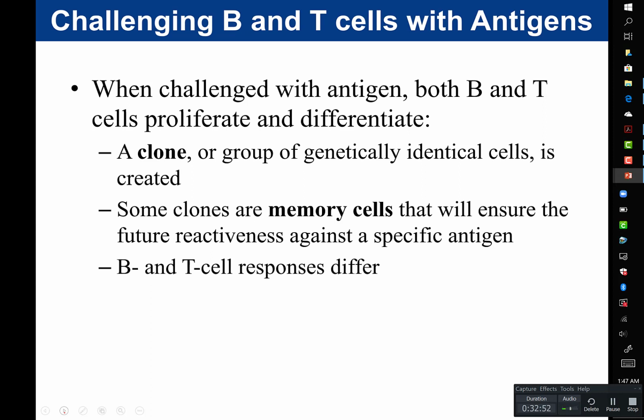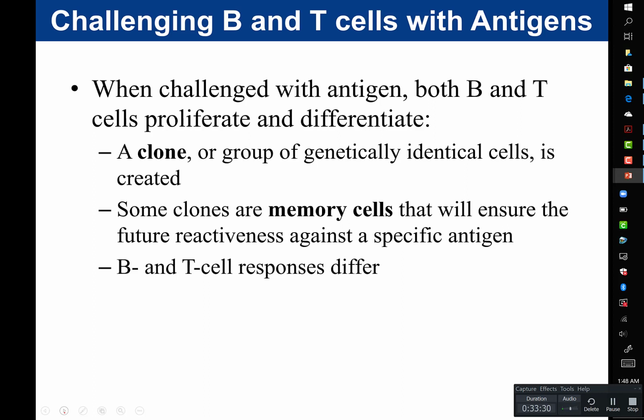Now, when challenged with an antigen, both B cells and T cells proliferate, which means that they divide, and differentiate, which means that they become specialized. So they become differentiated to become a specific type. In the case of a B cell, they differentiate into two main types of cells, either plasma cells, which produce antibodies, or memory B cells that remember the pathogen. So that's differentiation. They become specialized.